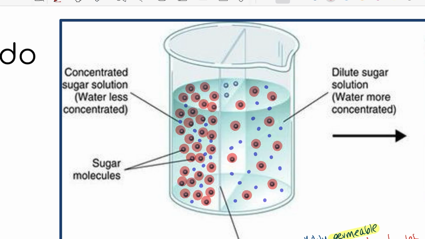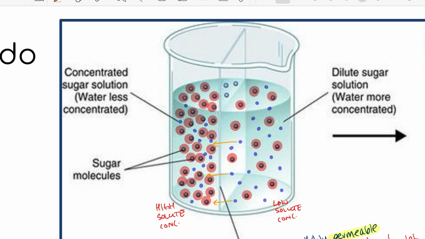Okay, so let's write this in here. This over here is the low solute concentration, and this is the high solute concentration. And so the water molecules are going to end up moving from low solute to high solute concentration. So they're going to move across the membrane this way. Water molecules are going to move across the membrane this way.